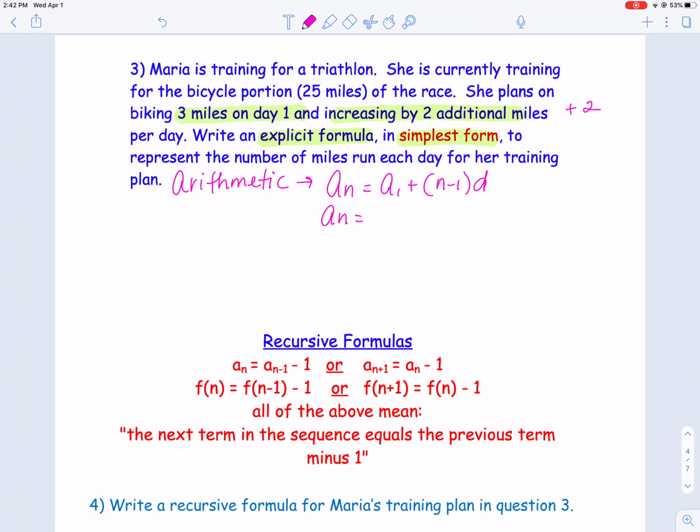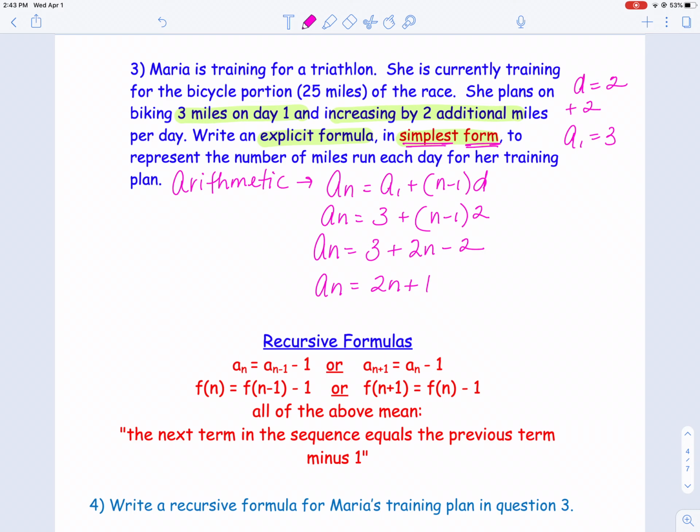We know that our a sub 1, which would be our day 1, was 3 miles. A sub 1 was 3, plus n minus 1, and our common difference was that 2 miles per day. Now, if you gave an answer like this, it wouldn't be correct only in this question because it said simplest form. So when you distribute, you would have 3 plus 2n minus 2, and a sub n would be 2n plus 1. That would be your simplest form.